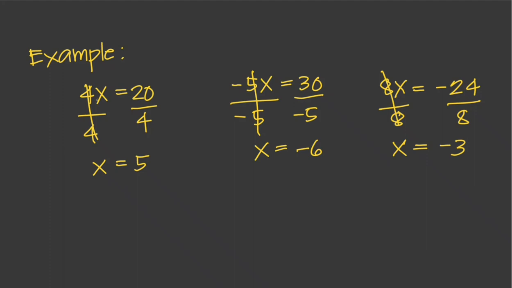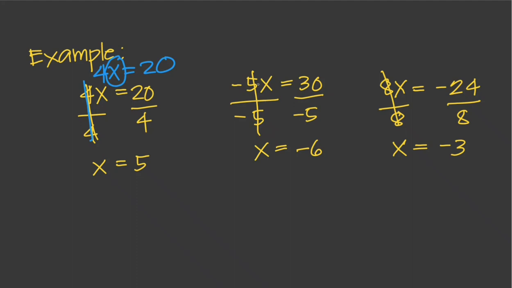Another example. So we're given here 4x equals 20. And we are interested in solving the unknown, which is x. So all we have to do is divide both sides by the number beside x, which is 4, or the coefficient of x. So that would be 4 over 4. This is 1. And then 20 divided by 4 is 5.